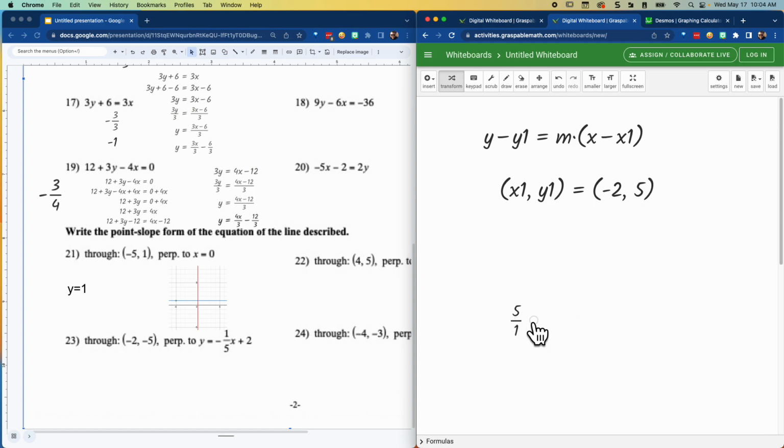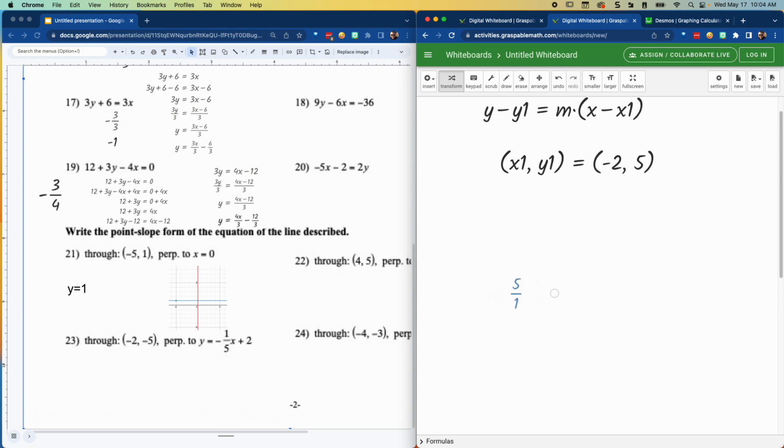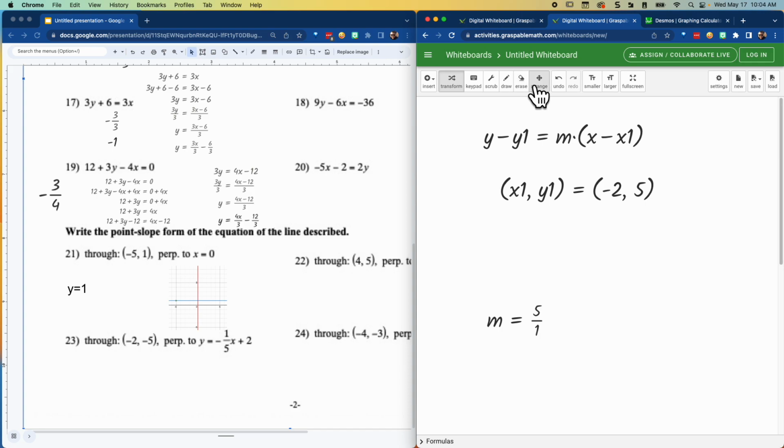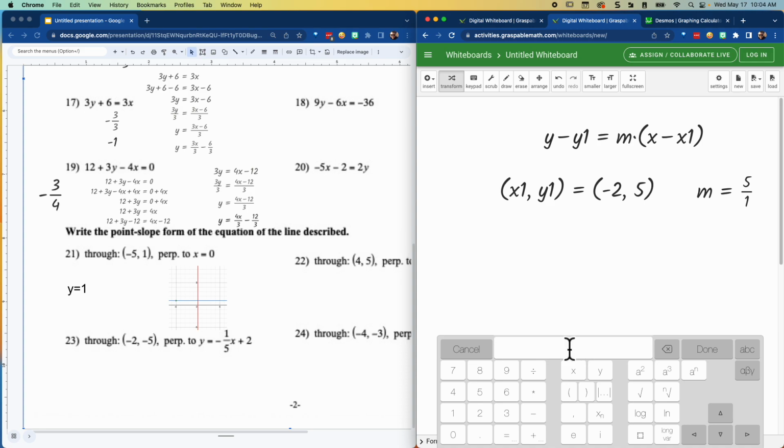All right, so that is my slope. I'll put m equals. We often use the letter m for slope. Now that I have all these pieces, I just need to rewrite this equation using these numbers. So the equation then is going to be y minus the y value, which is 5, equals the slope, 5 over 1. You could just write the number 5 and it would be the same, times x minus the x value, which is negative 2.